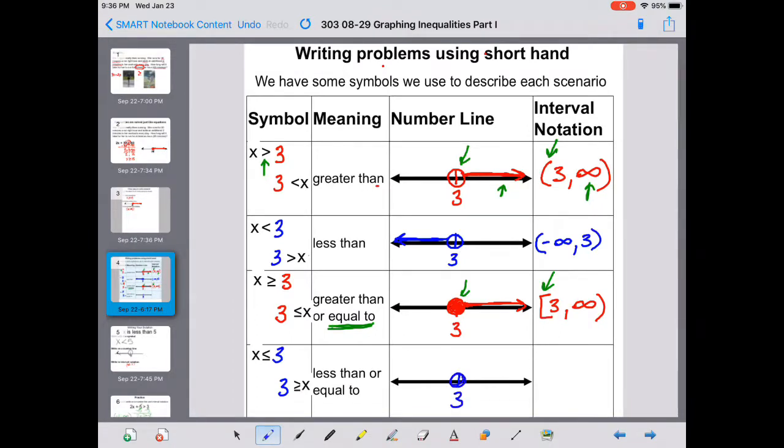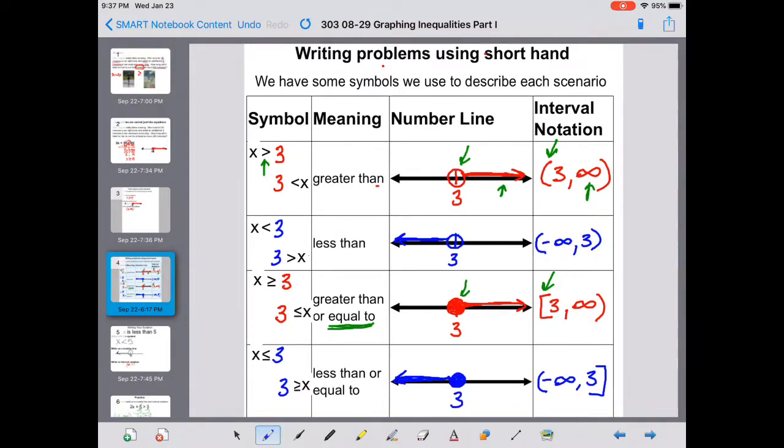So one more time, this time with less than or equal to. The circle gets filled in. We shade to the left because it's less than. We have our negative infinity again because it's less than, but we're going to put a bracket around our 3 again.